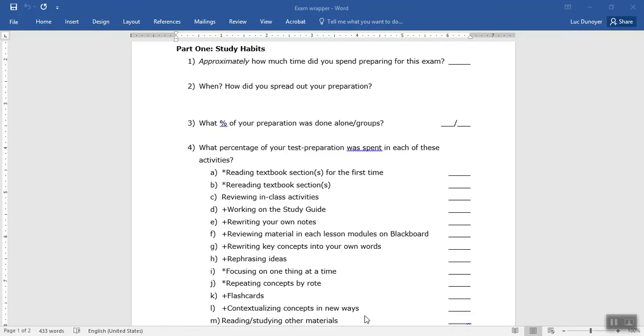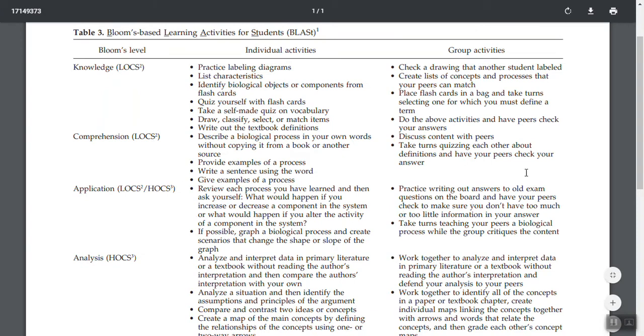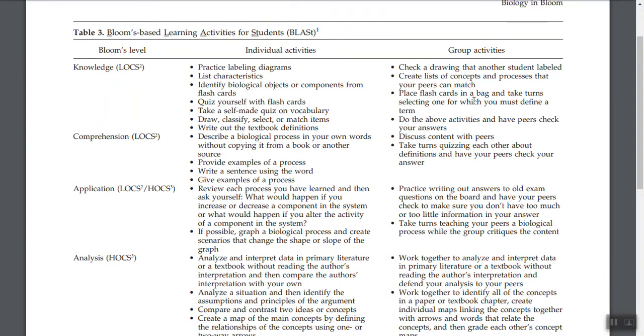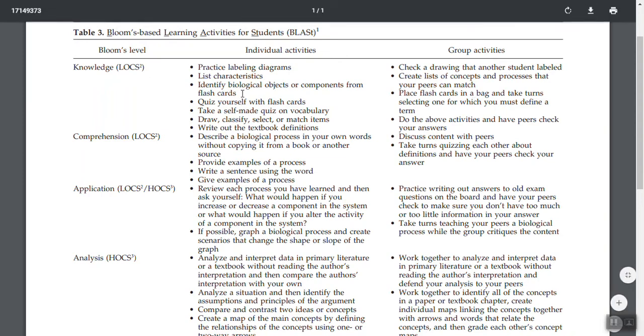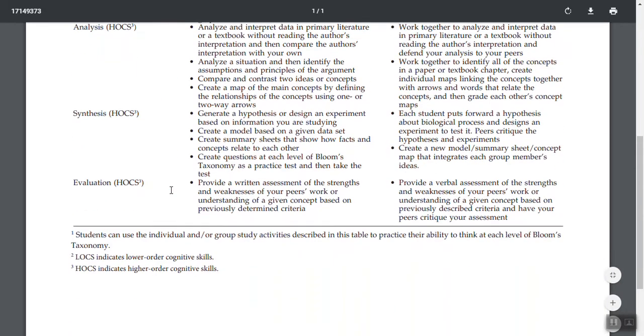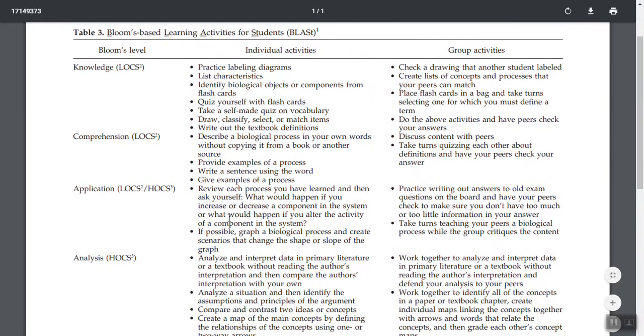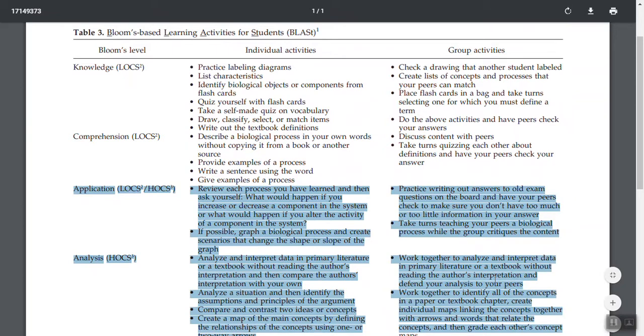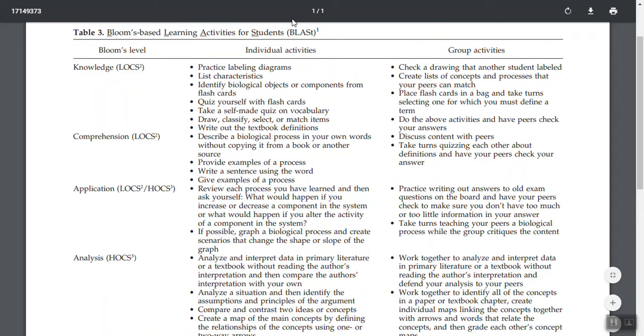Now, conceptualizing concepts in a new way is a similar idea. The flashcard here allows me to segue into that document I shared with you last week, or the week before, I think it was last week, which was all about LOCS and HOCS, lower order cognitive skills and higher order cognitive skills. We do want you to be in the HOCS, those two here. You want to be at the application and analysis level when you prepare for an exam. Those columns here contain activities that you can engage in either individually or in a group to prepare for the exam.